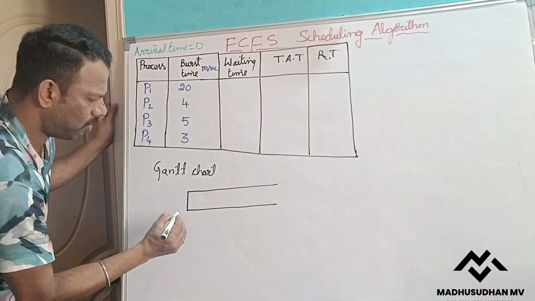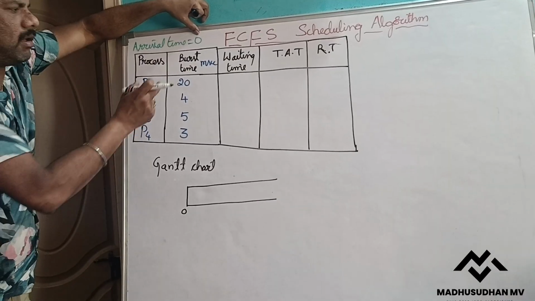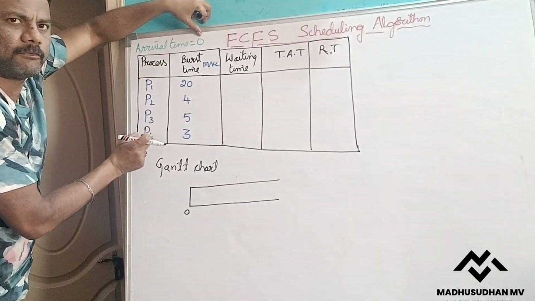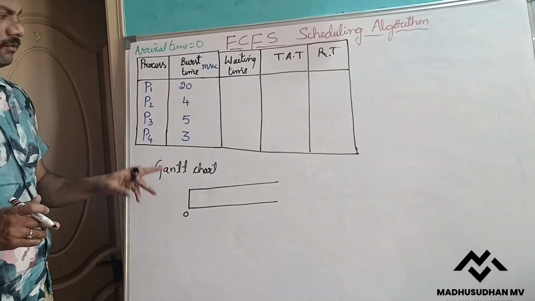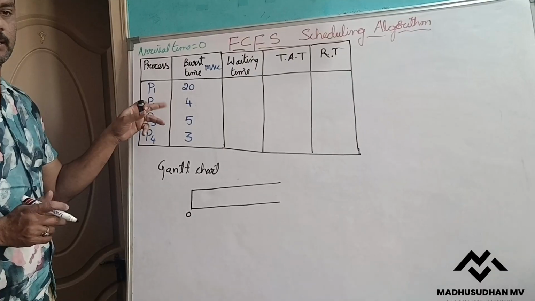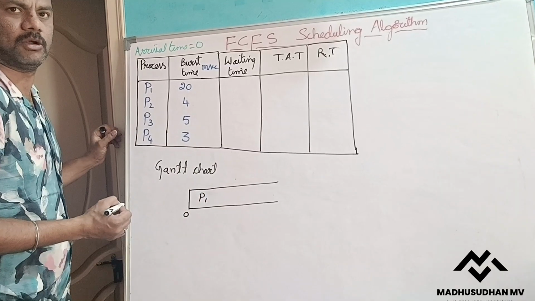Okay. Now since the 0th second, at the 0th millisecond, all the processes P1, P2, P3, P4 arrive in this order. I start with 0. At the 0 time, which comes first? We know that according to the table, P1 comes. So I have to execute P1.